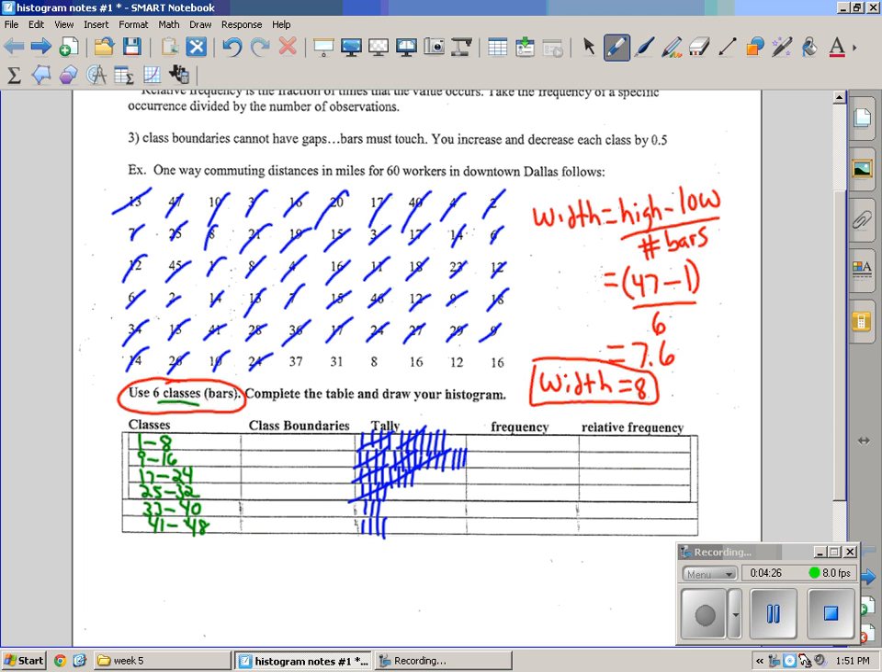I think so. 33 through 40 has 4. 41 through 48 has 4. 25 to 32 has 6. 17 to 24 has 11. 9 through 16 has 21. And 1 through 8 has what? So we're going to count each tally mark up, and that's going to be the frequency. Write down the number.